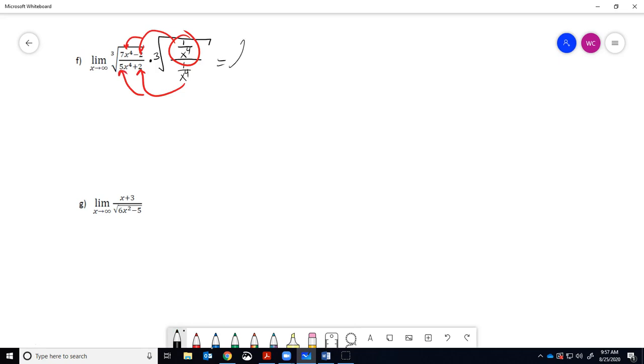So don't forget to keep your limit notation until you actually take the limit. And we have here the cube root of. So the cube roots stay because we're multiplying the insides together. So 7x to the 4th divided by x to the 4th, that would be 7, minus 2 divided by x to the 4th, all over 5x to the 4th divided by x to the 4th, that would be 5, plus 2 over x to the 4th.